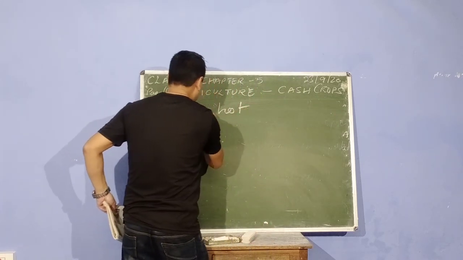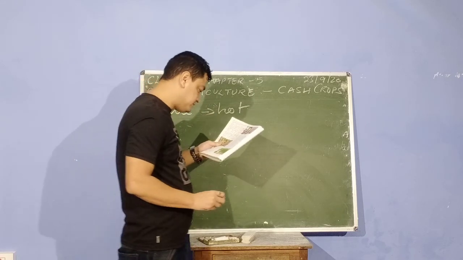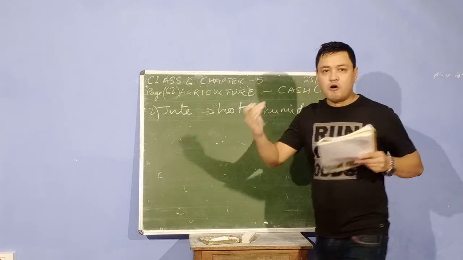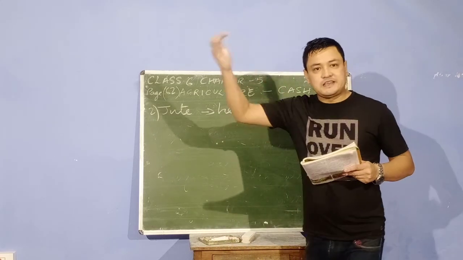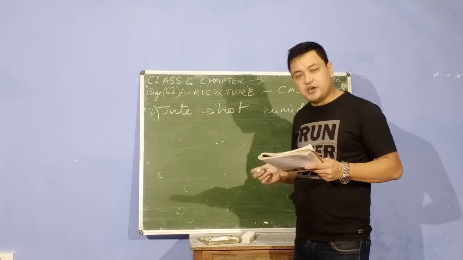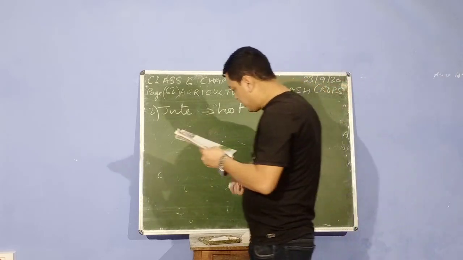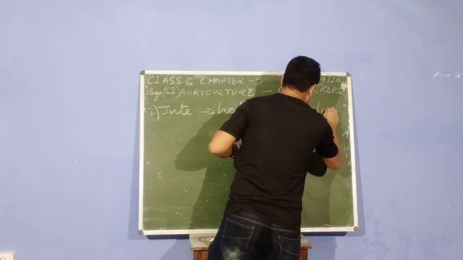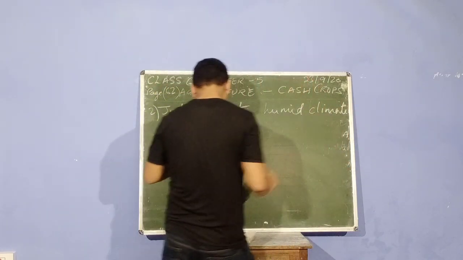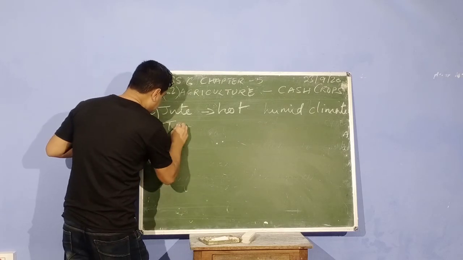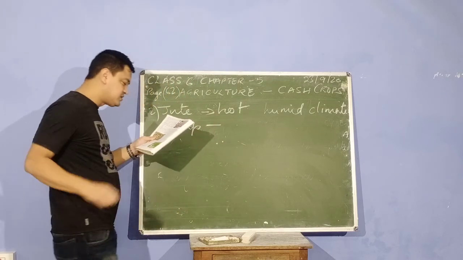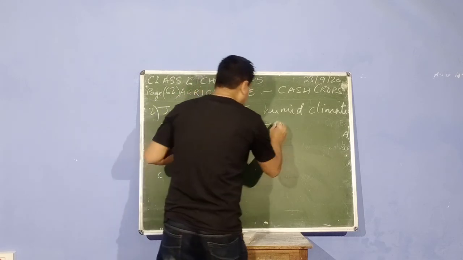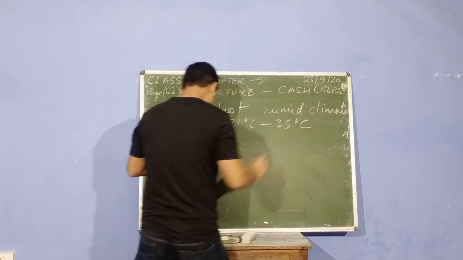Hot means high temperature. Humid means when there is high temperature, there is more water vapor, so wetness in the air. That is called humidity. So it grows well in hot, humid climate. And what kind of temperature does jute need? It needs 21 degrees Celsius to 35 degrees Celsius.